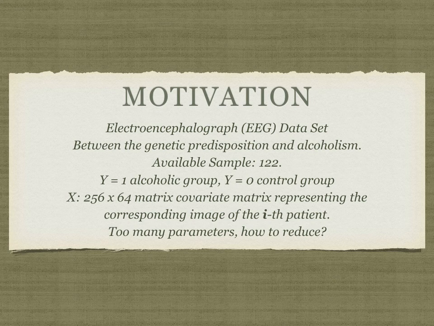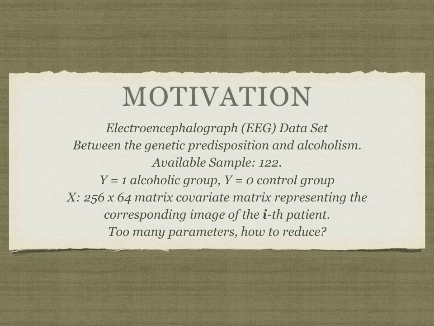Previously, they only have a sample of 122, and when y equals 1, the variable represents the alcoholic group, and for 0, it represents the control group. On the other hand, the given matrix also has a 256 times 64 matrix covariate, and that covariate matrix represents the corresponding image of the ith patient.